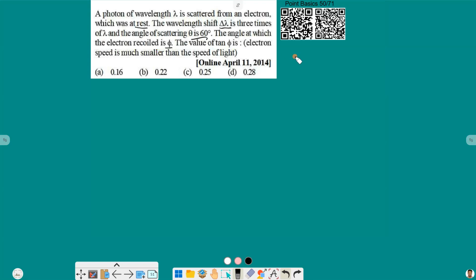We can do momentum conservation. So let us assume this is an electron and a photon strikes it. Now, after striking, what happens? Suppose this is our horizontal direction. Our photon gets scattered with angle 60 degrees. So this is our photon, and this angle is 60 degrees. And here we have the electron that is scattered by angle phi.